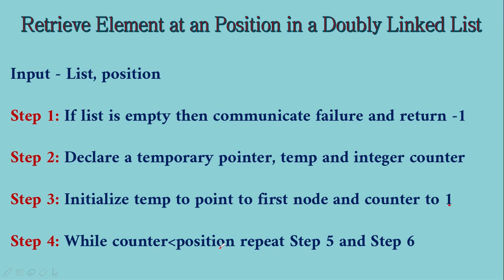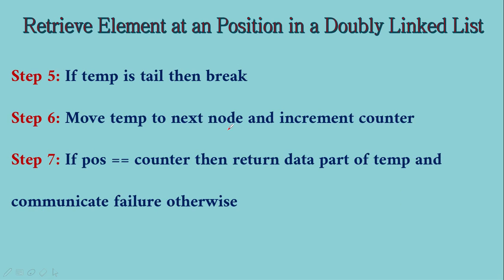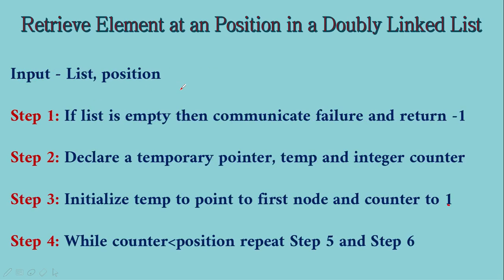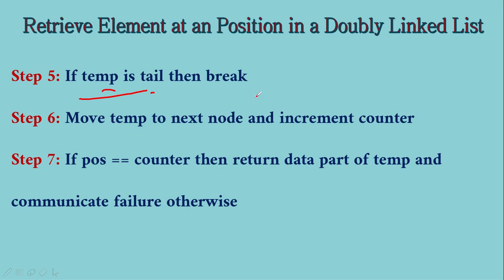When counter is less than position, we have to repeat steps 5 and 6. If temp is tail, that is, if we have reached the last node, we will simply break. This is the case when position is greater than the number of nodes. So if there are 5 nodes and I have given the position as 6, then we have to do this. Otherwise, move temp to the next node and increment the counter. If position equals counter, then we return the data part of temp, and we communicate failure otherwise.